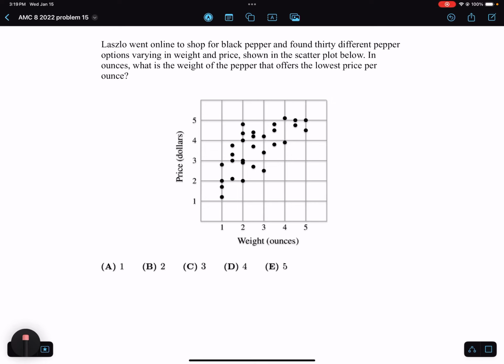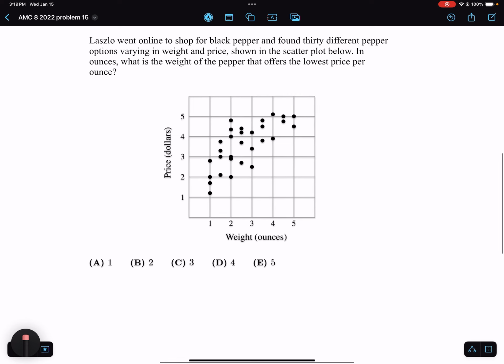In this video, we're going to be looking at this problem from the AMC 8 2022. This is problem number 15. The problem statement says, Laszlo went online to shop for black pepper and found 30 different pepper options varying in weight and price, shown in the scatter plot below. In ounces, what is the weight of the pepper that offers the lowest price per ounce?